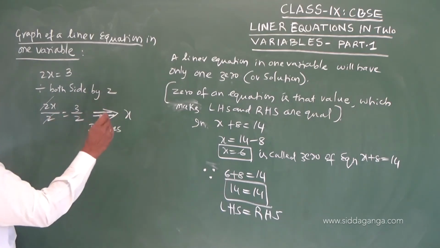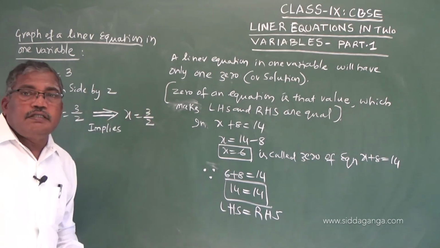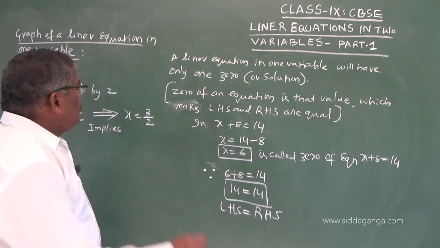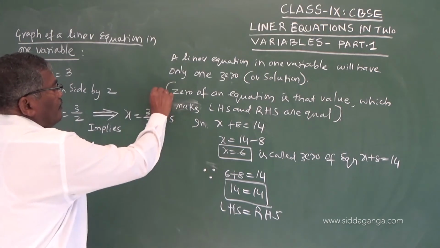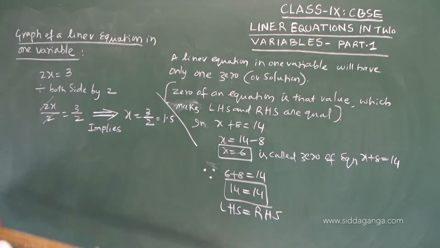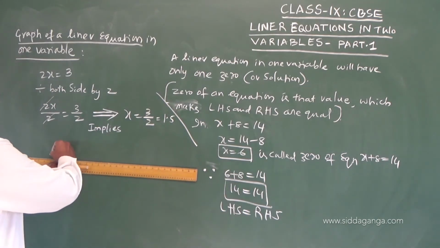So this implies x is equal to 3 by 2. So this is the value of x. 3 by 2 is nothing but 1.5. So you can represent that value on a number line.